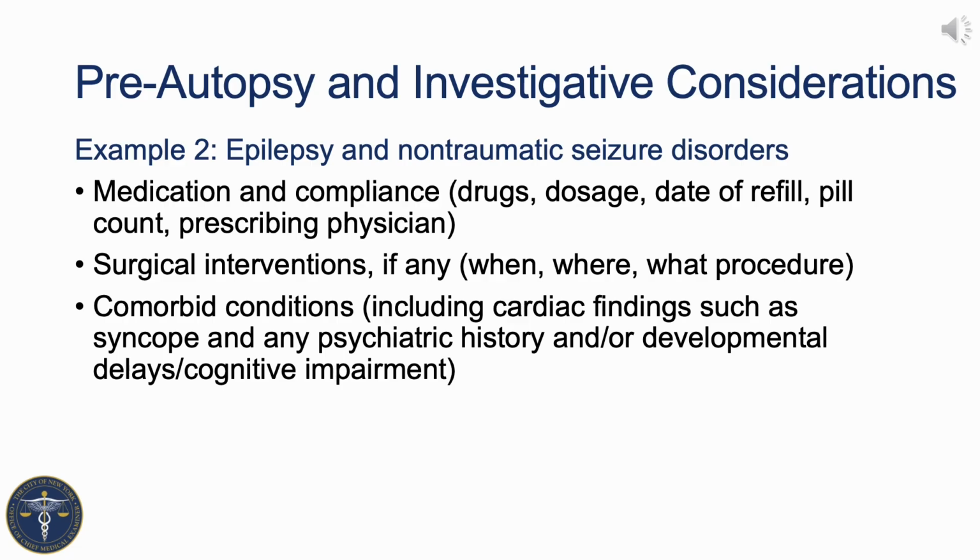The investigator should ask if the decedent had any surgical interventions. If so, what procedures were performed, where were they performed, and when were they performed? And the investigator should also ask about comorbid conditions, including cardiac findings such as syncope or any psychiatric history or cognitive impairment, which may help the medical examiner identify an appropriate differential for the case.